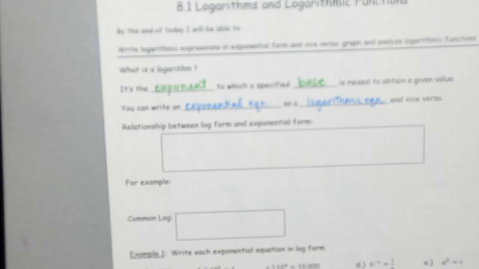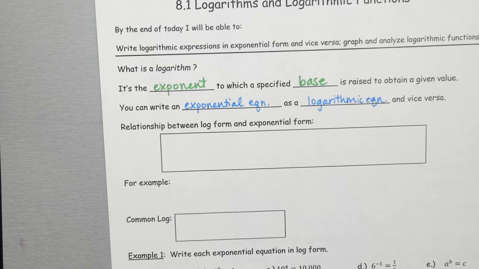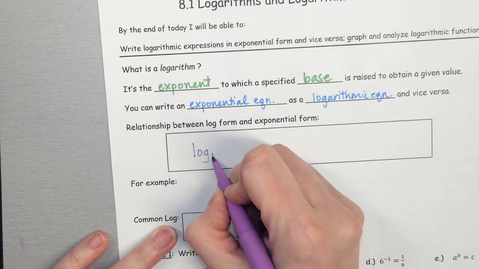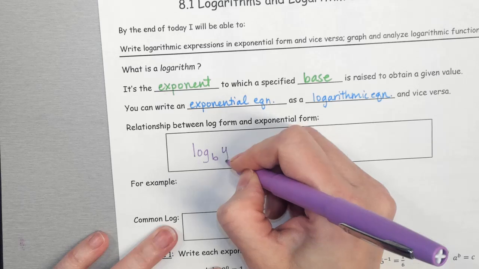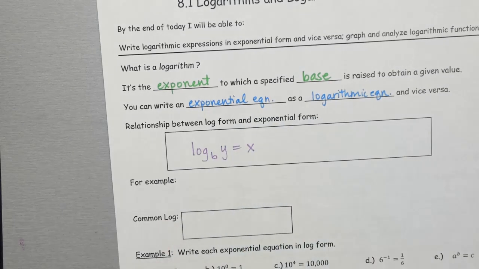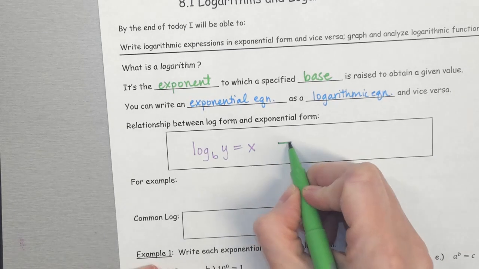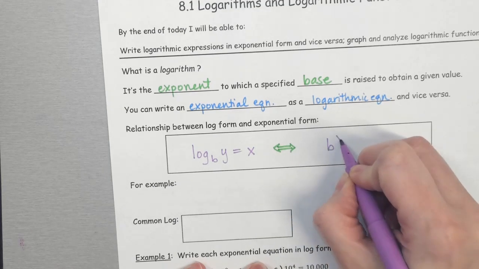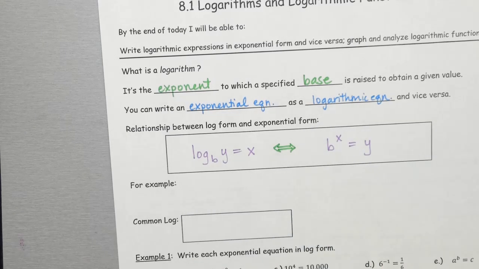Okay, so you can write an exponential equation as a logarithmic equation and vice versa. So if you had a log, you could rewrite it in exponential form. The relationship between them is if you have log base b of y equal to x, this is interchangeable with rewriting it in exponential form, which would be b to the x equals y.